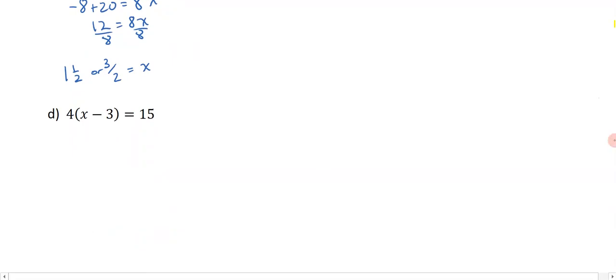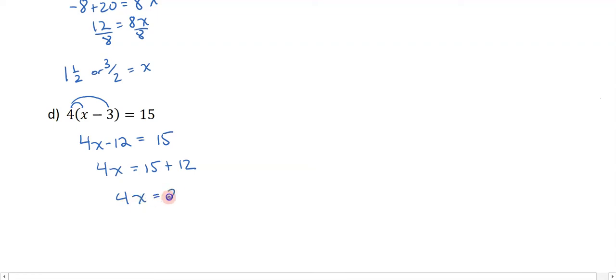So here's an example where method 1 isn't a great choice, because if I tried to divide both sides by 4, 15 divided by 4 does not go evenly. Then I would have to be adding and subtracting fractions in my algebra. I don't like to do that. So this is where I would say, okay, I'm now going to use method 2. I'm going to eliminate brackets first. So I get 4x minus 12 using my distributive law. Now I'm going to add 12 to both sides, or in other words, when the negative 12 moves to the other side, it becomes positive 12. I get 4x equals 27.